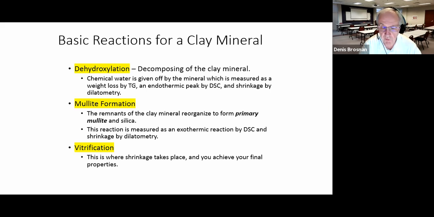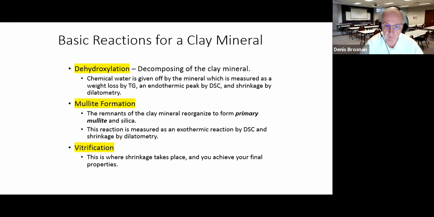Now, when the clay crystal decomposes, that's an endothermic reaction, right? It takes energy to make that crystal decompose. The hydroxyls come zinging out, but they're very chemically active and they can't survive as OHs. They'll steal some hydrogen from somewhere and form water vapor. So one of the consequences of dehydroxylation is the evolution of water vapor. Later on, mullite will form.